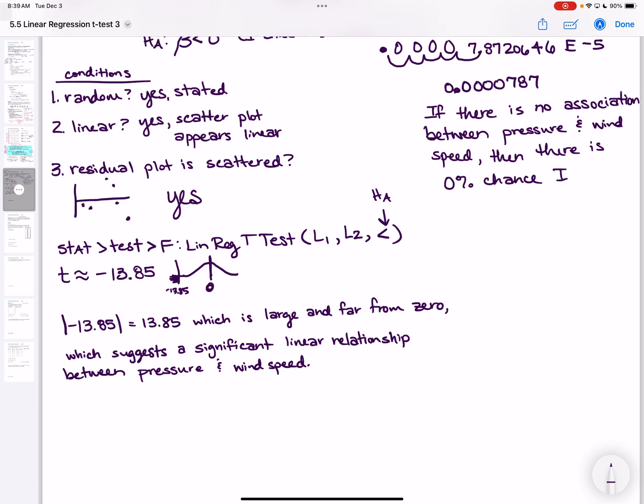Got this by random chance. I got these results by random chance. And what are my results? I'm going to get my alternate, right? Which is negative slope. So as pressure increases, wind speed decreases. Okay?